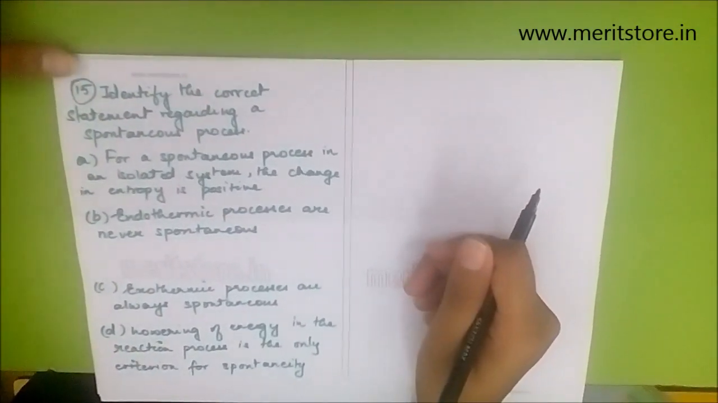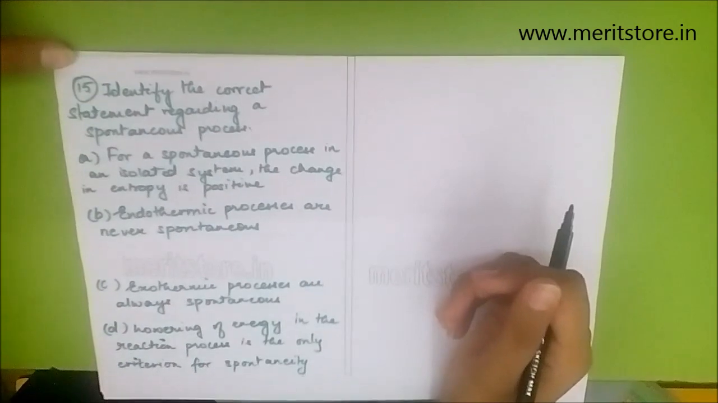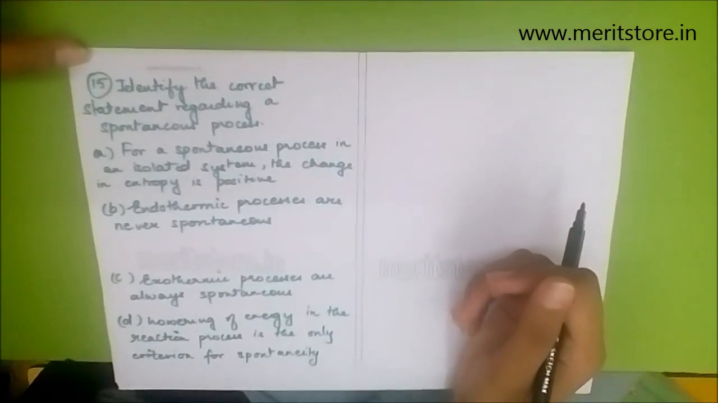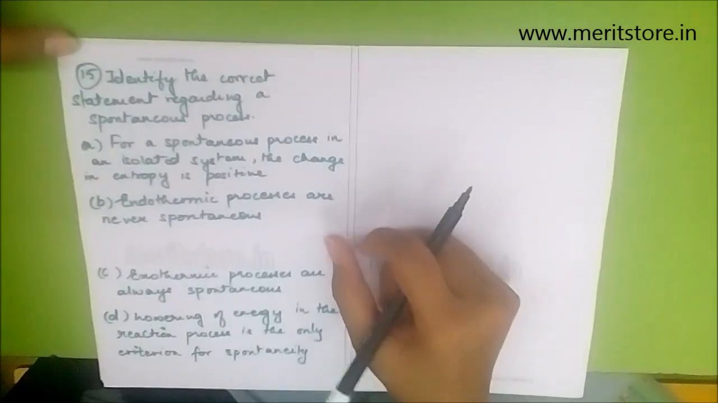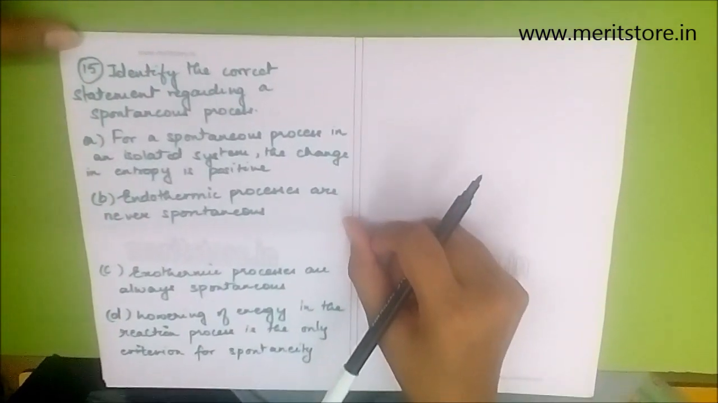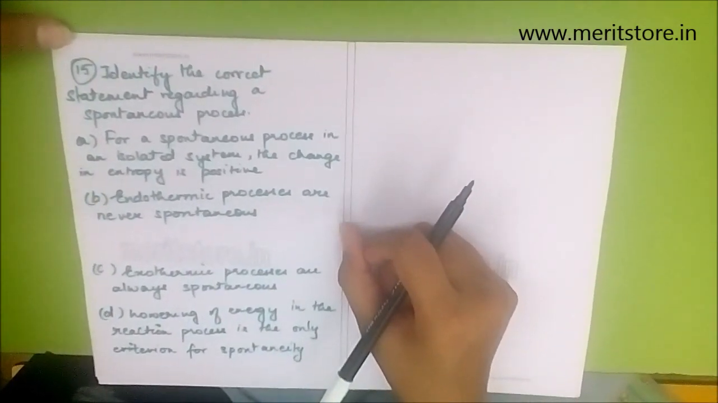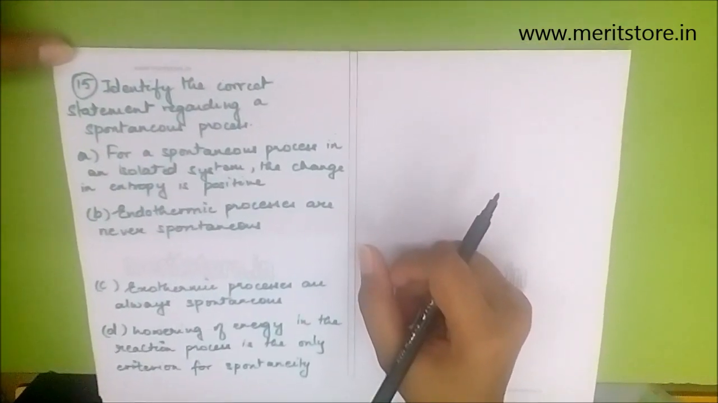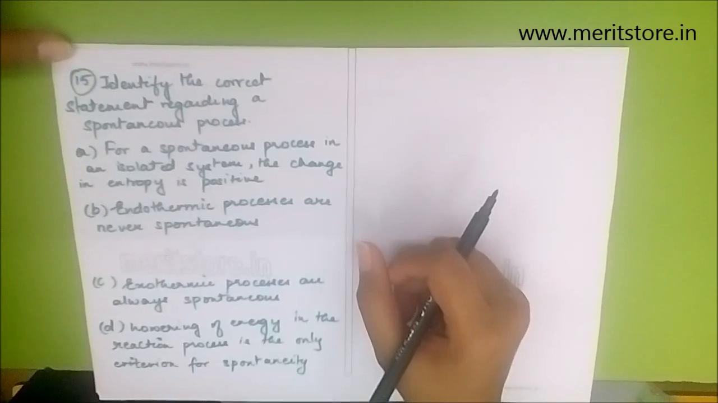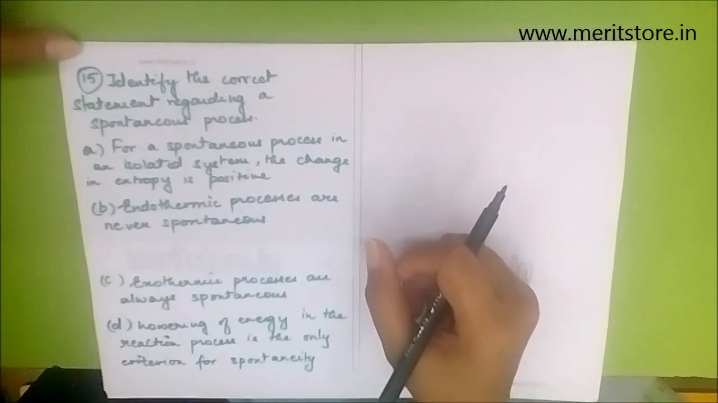Identify the correct statement regarding a spontaneous process. For a spontaneous process in an isolated system, the change in entropy is positive. Endothermic processes are never spontaneous. Exothermic processes are always spontaneous. Lowering of energy in the reaction process is the only criterion for spontaneity.